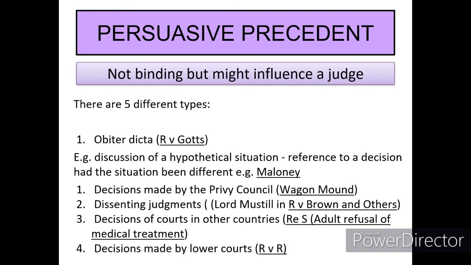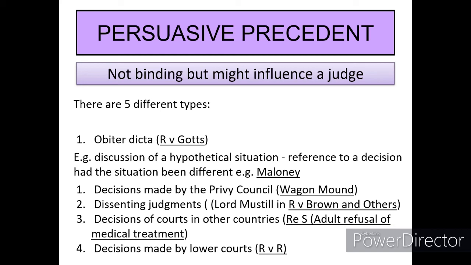There are also persuasive precedents made by the Privy Council. And again, if you have studied tort law, you will be well familiar with Wagon Mound. There are dissenting judgments, such as those made by the different judges in R v Brown, a key case used in the defence of consent, so related to your criminal law study of paper one.